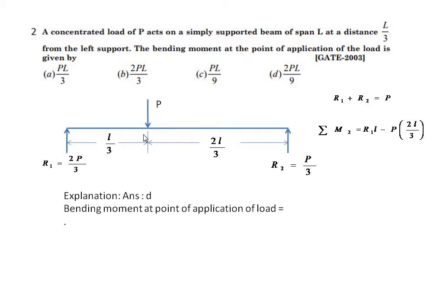So now to find the moment at this point, either you have to find the moment from the left hand side or from the right hand side. Both are going to be equal. Say now I am going to find the moment from the left hand side. So left hand side, the force is reaction R1, 2P by 3, into the distance L by 3. So you will be getting a value 2PL by 9. So the answer is D, 2PL by 9. So even if you calculate from this side, it becomes P by 3 into 2L by 3. So it becomes 2PL by 9. So again the answer is D.